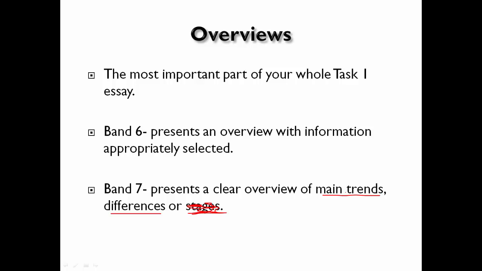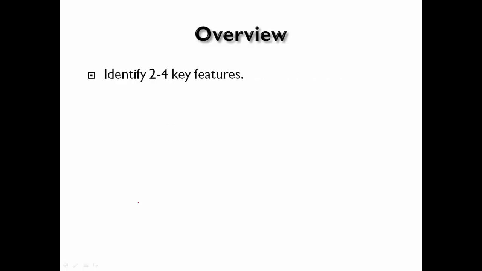So we don't have to include main trends and differences. It doesn't say and. It might be main trends and differences, but it just might be just main trends or just differences. As we will see later on in this module, main trends is normally when you get a graph over time. Differences is normally when you get a graph that's not over time. So you need to identify 2 to 4 of the key features from the graph, the pie chart, whatever it is. Could be 2 key features, could be 3, could be 4.